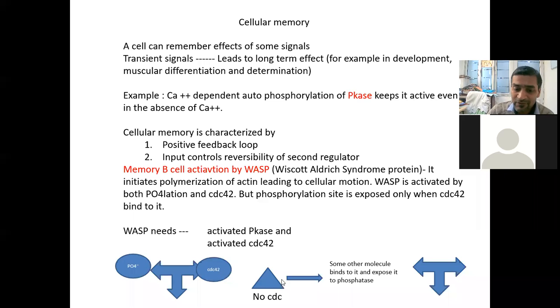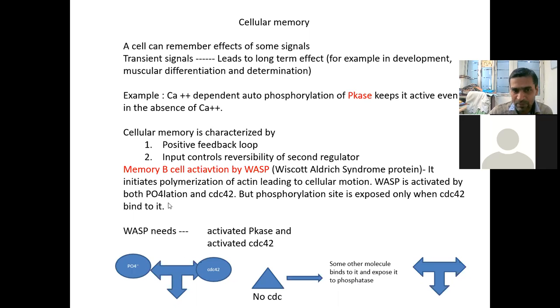Suppose there is no activation of CDC42, so what will happen? Phosphorylation will not happen. Some other molecules will come and bind to it, and therefore the phosphatase, the opposite enzyme of the protein kinases, will come. Since CDC42 has not bound, phosphatase will not allow the phosphorylation to happen, or if any phosphate moiety is bound to this protein, the phosphatase molecule will remove it. So it will remain in an inactive state.